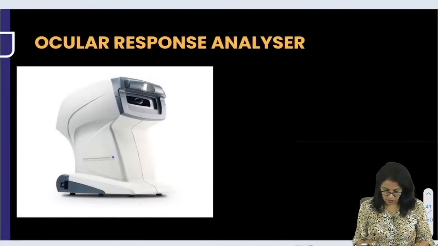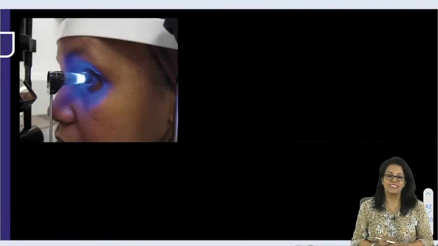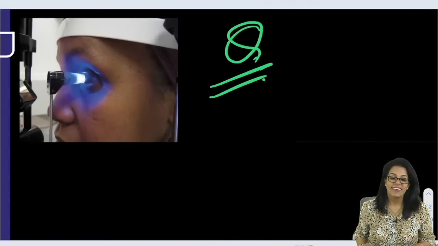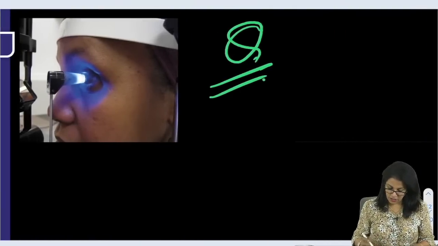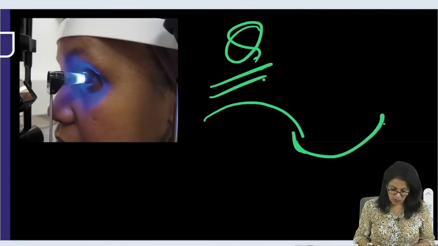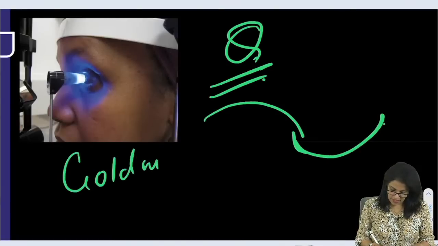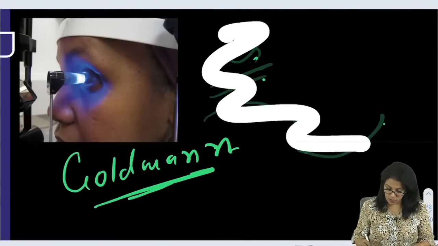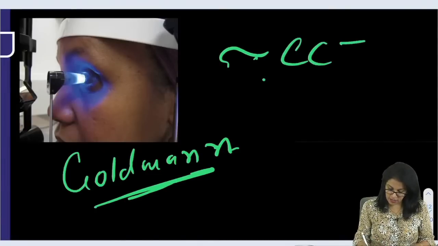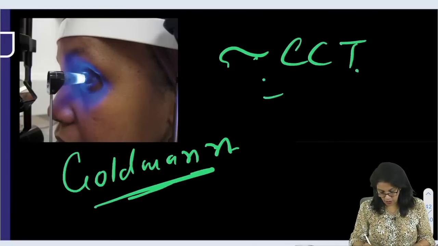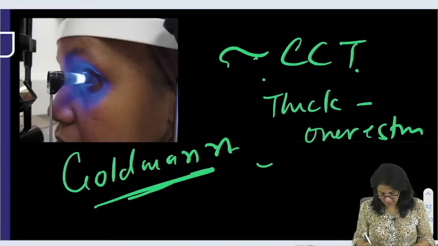Okay, you all are answering Goldman. Where is Goldman? This is Goldman tonometer. And this was your exam slide again for the INI-CET. So this is Goldman, where you see two semicircles. You remember I took it in detail in the list. Though it is one of the gold standard, the reading of Goldman depends on the central corneal thickness. We will not forget this. For a thick cornea, we overestimate the IOP, and for a thin cornea, we underestimate the IOP.